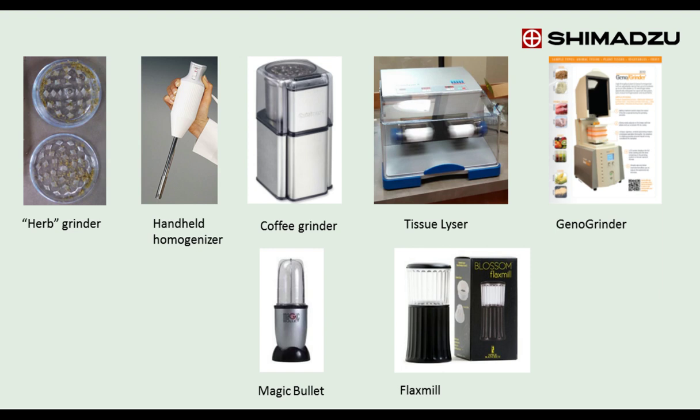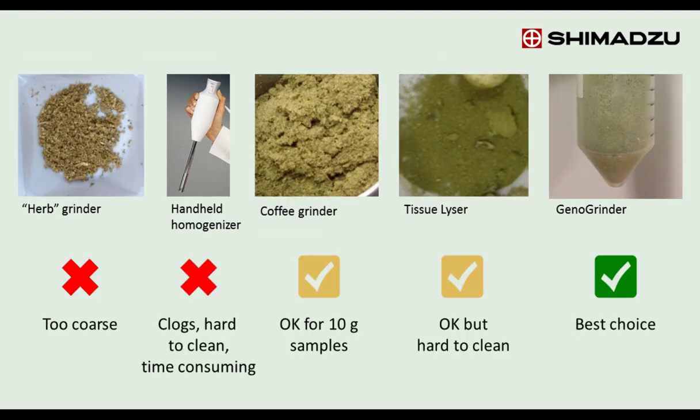So displayed here are the several methods of grinding that we investigated. The herb grinder is the typical grinding. We tested a handheld homogenizer, a coffee grinder, a tissuelizer, which consists of Teflon grinding jars with a grinding ball inside, the Geno grinder, the Magic Bullet, and a flax mill. So we found that the herb grinder gave a particle size that was too coarse. It was very uniform, but when the particles aren't small enough, the pesticide extraction might be inefficient. We found the handheld homogenizer became clogged very easily, and it was time-consuming to clean.